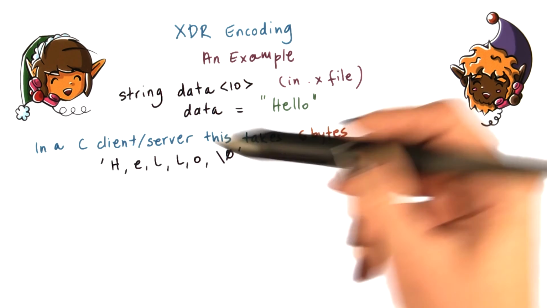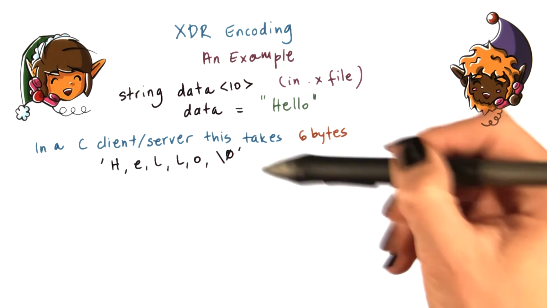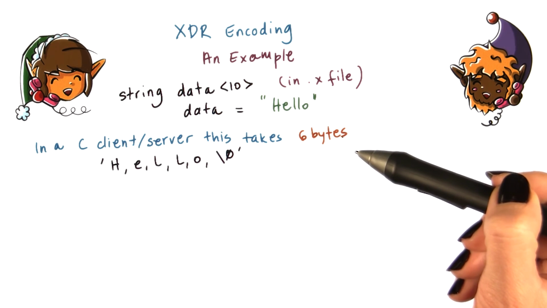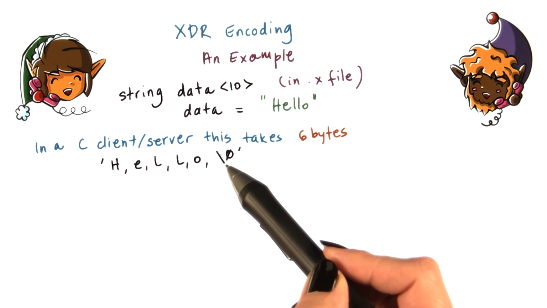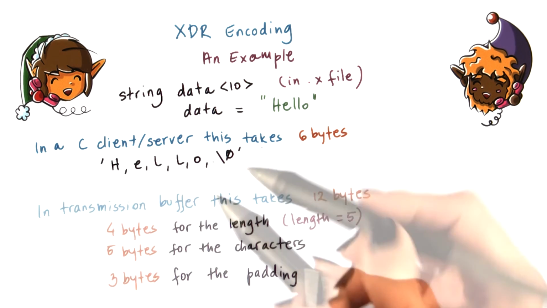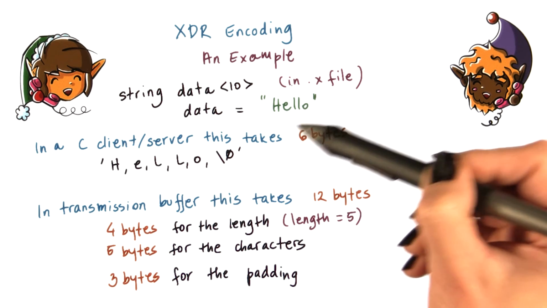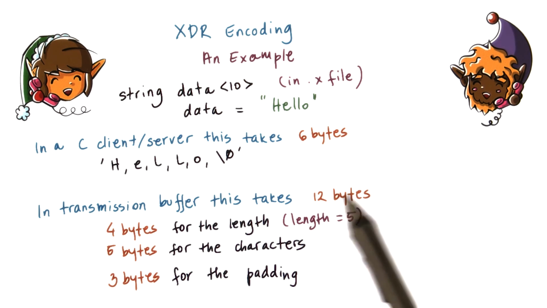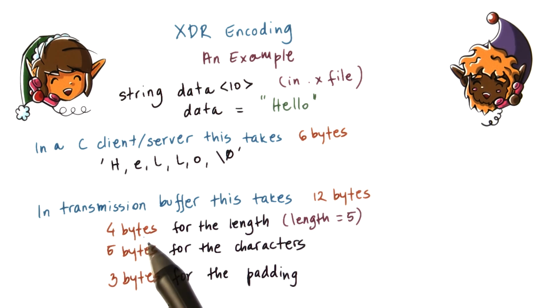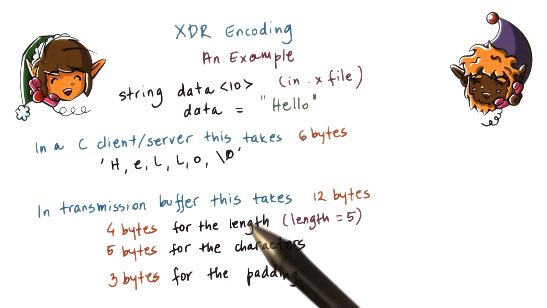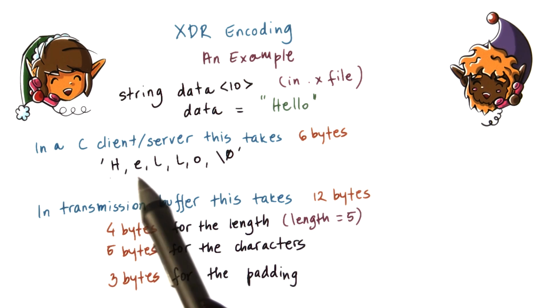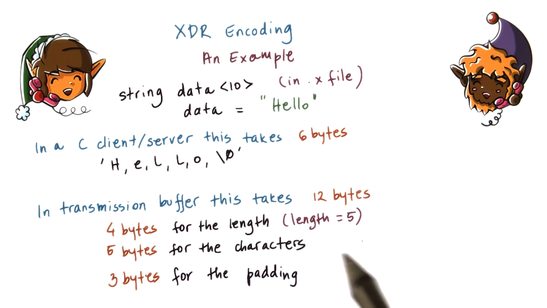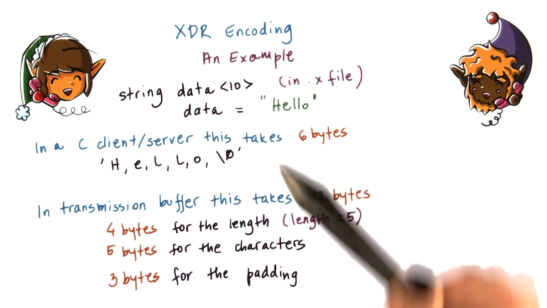In the client or the server address space, if these are C processes, this variable will take 6 bytes. 5 bytes for each of the characters, and then the last 6 bytes for the null terminating character. However, for transmission, this variable will be encoded to take 12 bytes. The first 4 bytes will be used for the length. In this particular case, the length is 5. It's 5 characters. The next 5 bytes will be used for those characters, HELLO. Notice we're not going to be transmitting the null terminated character.